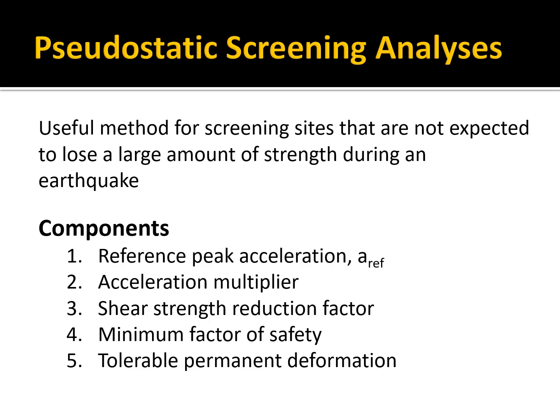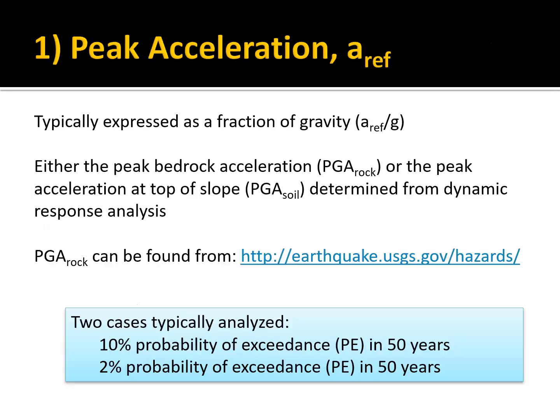The way this works is you have 5 steps. You come up with a reference peak acceleration, and an acceleration multiplier that is then used to calculate the pseudostatic coefficient k. And then we also apply a strength reduction factor, which we'll talk about. Then we consider what acceptable minimum factor of safety we need, and we also look at our tolerable permanent deformation. So we're going to talk about each of these 5 components in more detail.